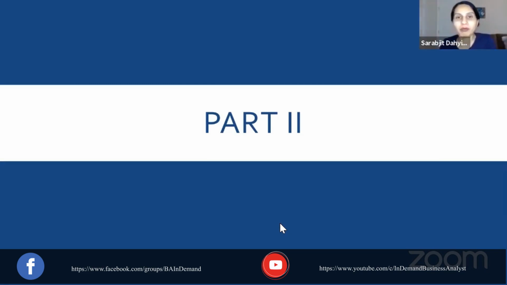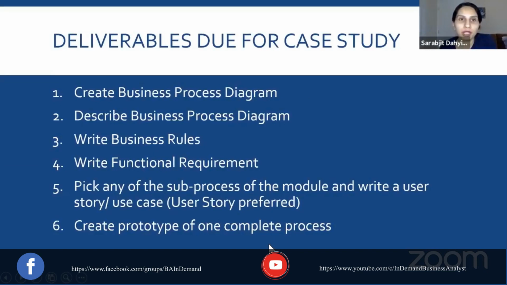So for part 2, and this is what we covered this past Sunday. The deliverables that are due for this case study, they wanted us to create a business process diagram. They wanted us to describe what that business process diagram was. They wanted us to write business rules, write functional requirements, and then pick any sub-process of that module and write user stories or case studies. And then also to create prototypes of one complete process, okay? So these are things that were required for us to submit as part of us completing this.